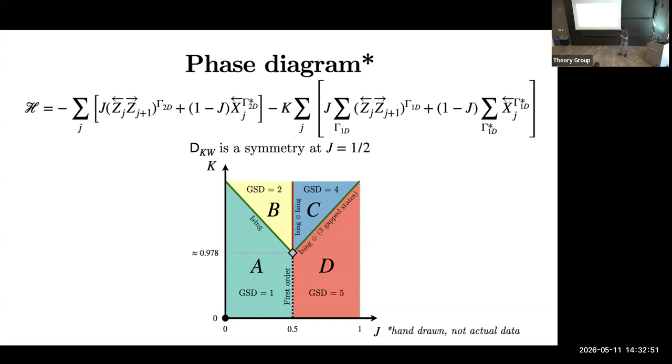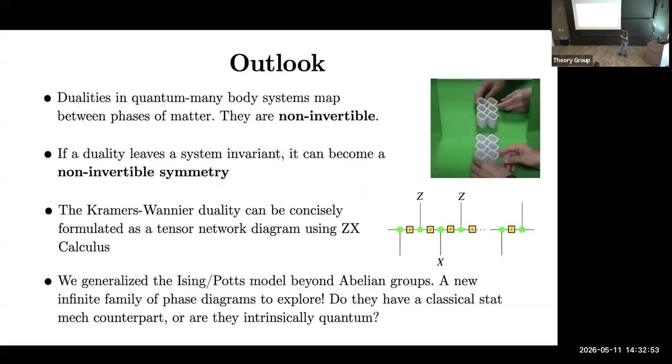Okay, so let me conclude. Today I talked about dualities in quantum mechanics and generalized them to dualities in quantum many-body systems. I tried to convey the message that dualities can map between these phases of matter, but some information is lost in the process, which makes these dualities non-invertible. But it's still interesting because if it leaves a system invariant, then it can become a non-invertible symmetry. The simplest example is the Kramers-Wannier duality.